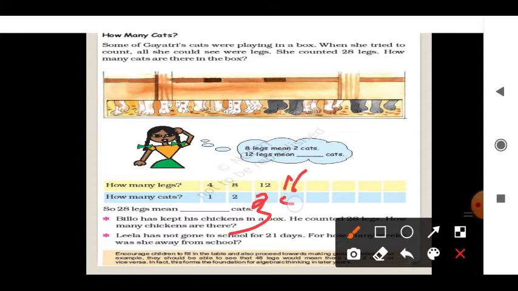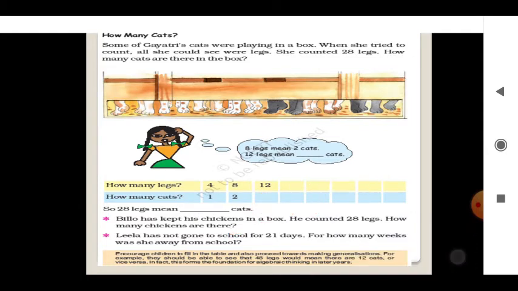16 legs means 4 cats. 20 legs means 5 cats. So here, see, 24 legs means 6 cats. 28 legs means 7 cats, right? Right. See, she got the answer. So 28 legs means how many cats? 7 cats.